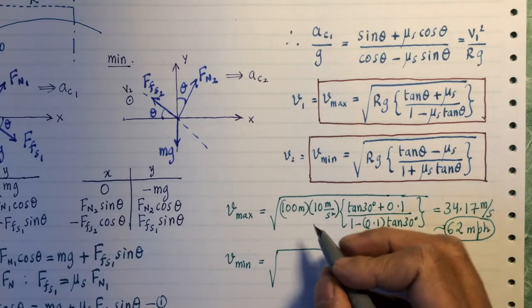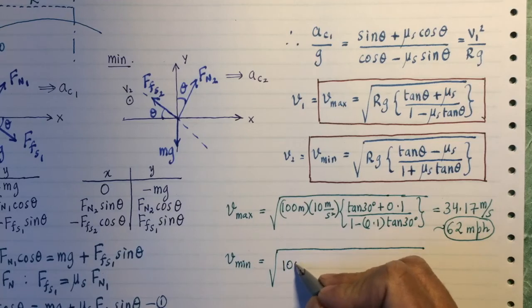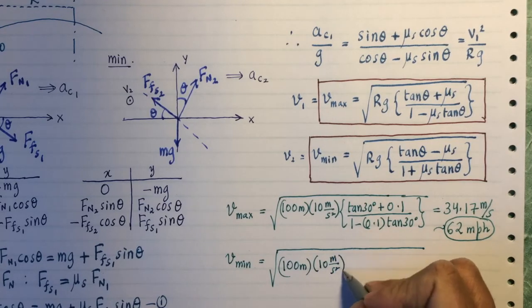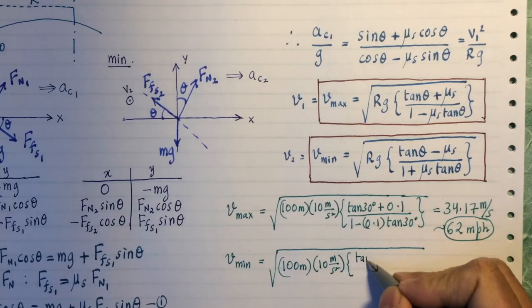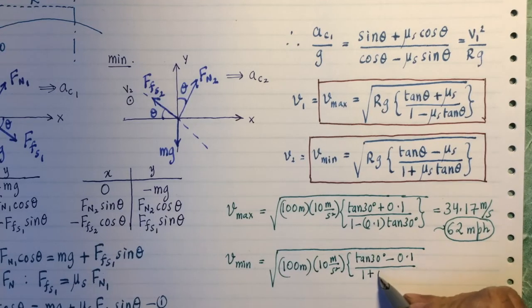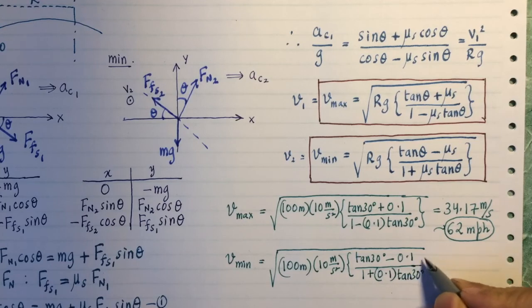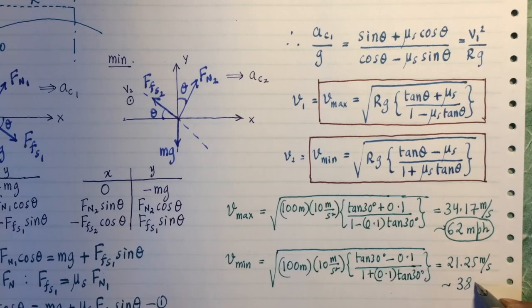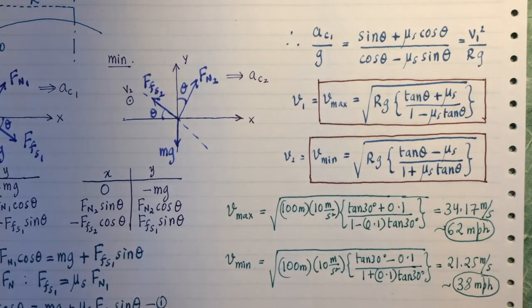So let's look at the minimum. That's going to be 100 meters times 10 meters per second squared. And the only difference now is tan 30 degrees minus 0.1 divided by 1 plus 0.1 times tangent of 30 degrees. And that answer turns out to be 21.25 meters per second according to my calculator. That's approximately 38 miles per hour. I think the surprising thing in this problem is you can't go slower than 38.